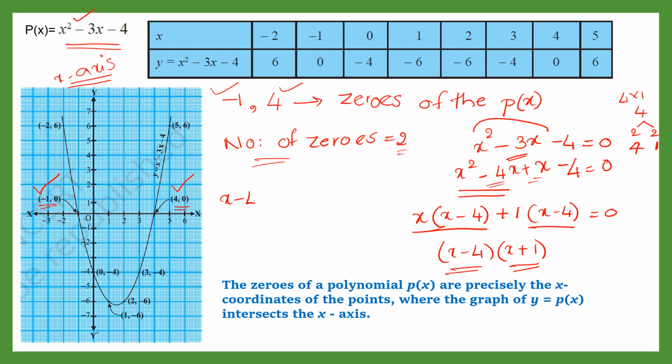If you make x minus 4 as 0, you will get x is equal to 4. So this is one solution. And x plus 1 is equal to 0 gives x is equal to minus 1, another solution. These two solutions, 4 and minus 1, are nothing but zeros of the polynomial. By the graphical method also, minus 1 and 4 are the zeros. So these are the ways you can find the zeros of the polynomial. Zeros of the polynomial are the values of x for which the polynomial becomes 0.